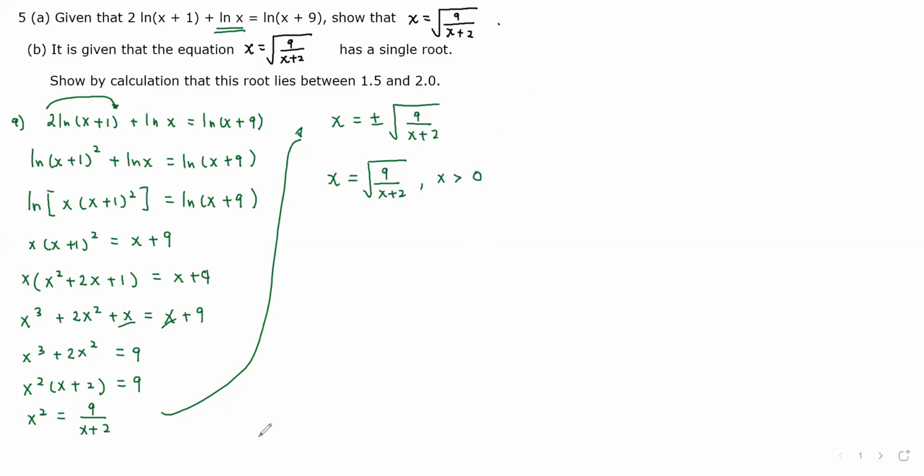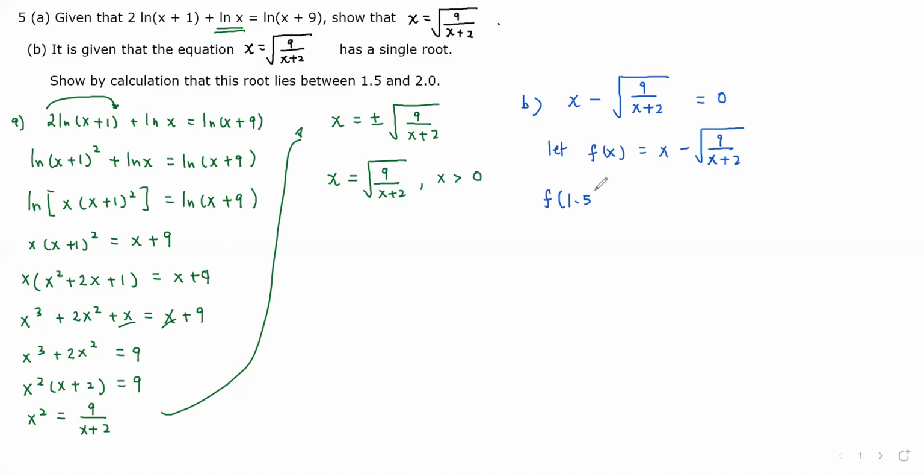Part B. We are given that the equation x = square root of 9 over (x + 2) has a single root, and we need to show that this root lies between 1.5 and 2.0. Rearranging that equation, we can write x minus square root of 9 over (x + 2) equals 0. Then we let f(x) be x minus square root of 9 over (x + 2).